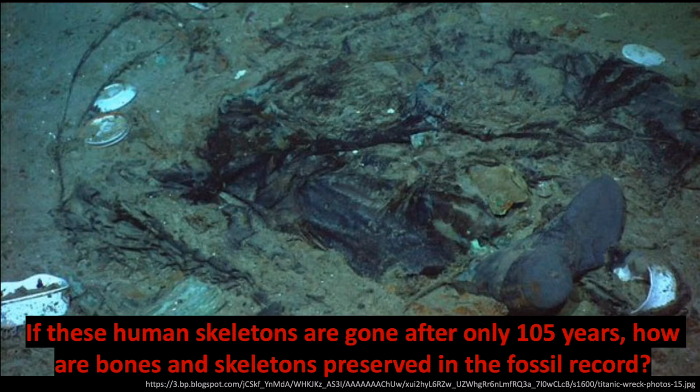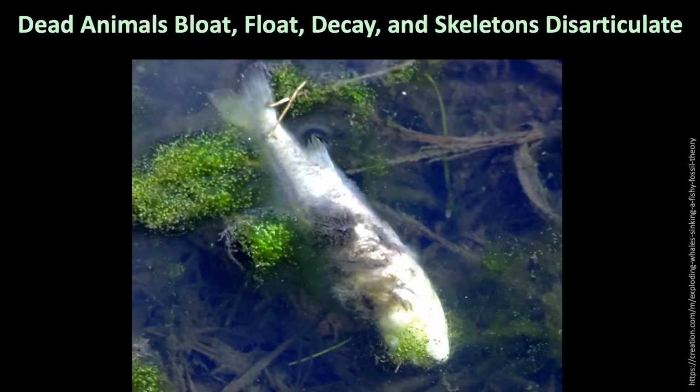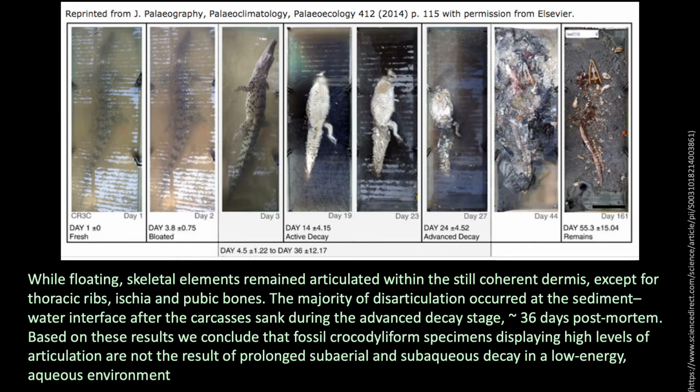So if these human skeletons are gone after only 105 years, how is it that bones and skeletons are preserved in the fossil record? When fish die, we see that they bloat, then they float, they decay, sink to the bottom, and their skeletons disarticulate. There was an experiment on a crocodile that was placed in an aquarium in a lab. By day 2, it was beginning to bloat and float, and then it was subjected to decay. By day 44, almost all of the flesh had decayed, and then it had sunk and disarticulated.